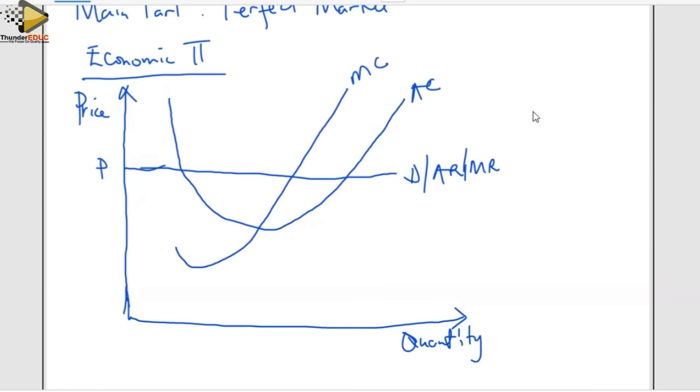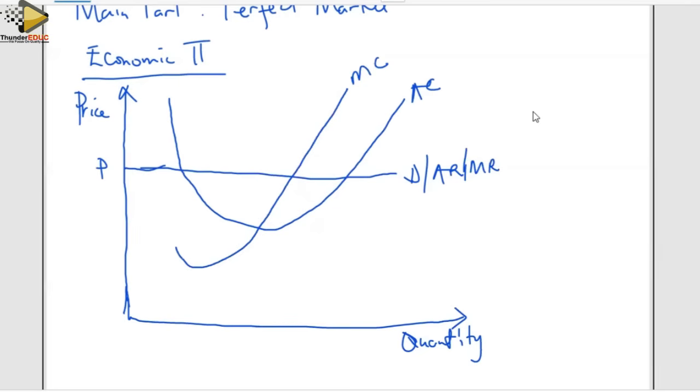So for a horizontal demand curve, or a perfectly elastic demand curve, you are saying the price is equal to the demand curve, is equal to the average revenue, which is also equal to the marginal revenue. So all those four variables lie on the same horizontal axis. The price, the demand, the average revenue, and the marginal revenue are all along the horizontal axis.